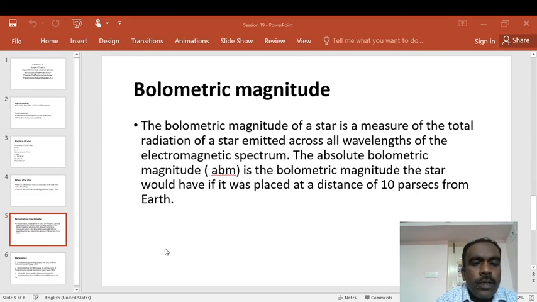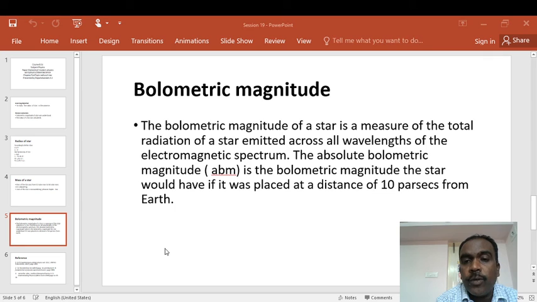Okay. So the bolometric magnitude of a star measures the total radiation emitted by the star. The magnitude is measured based on the radiance over the entire range of the electromagnetic spectrum. Entire range of the electromagnetic spectrum is used to calculate the bolometric magnitude. It is denoted as m bolometric.